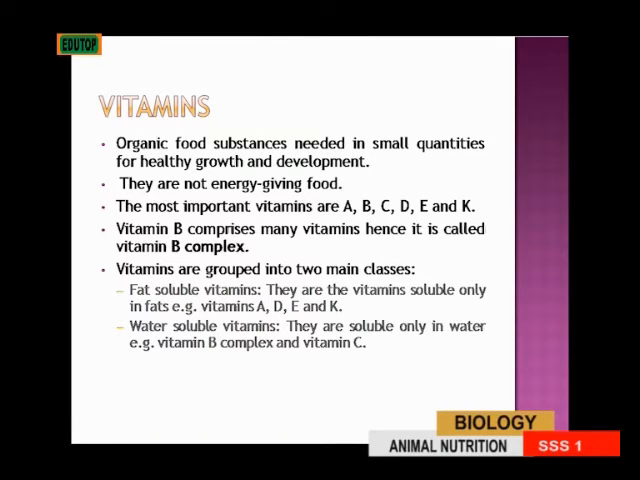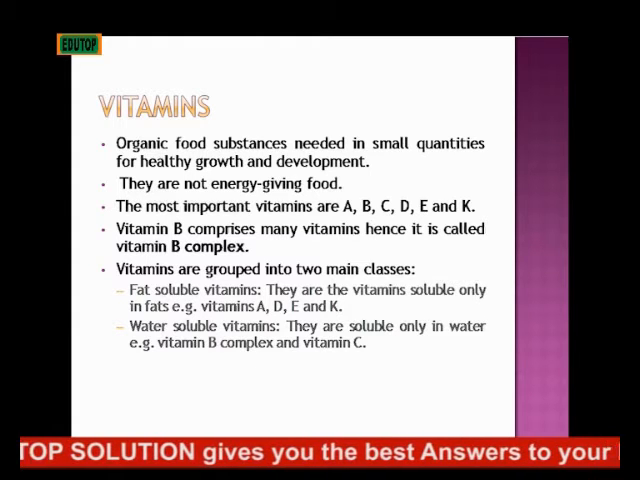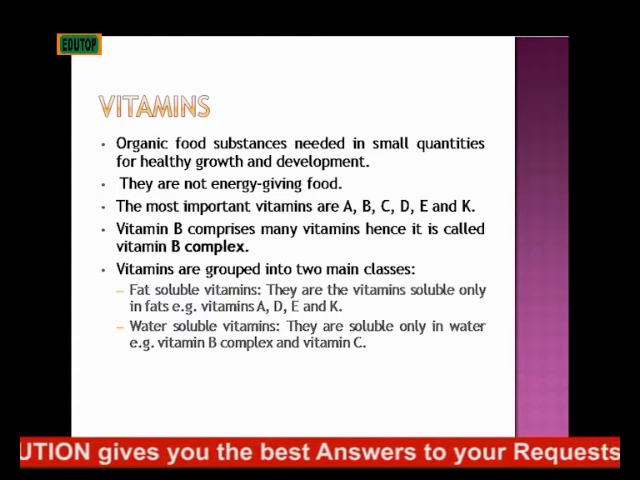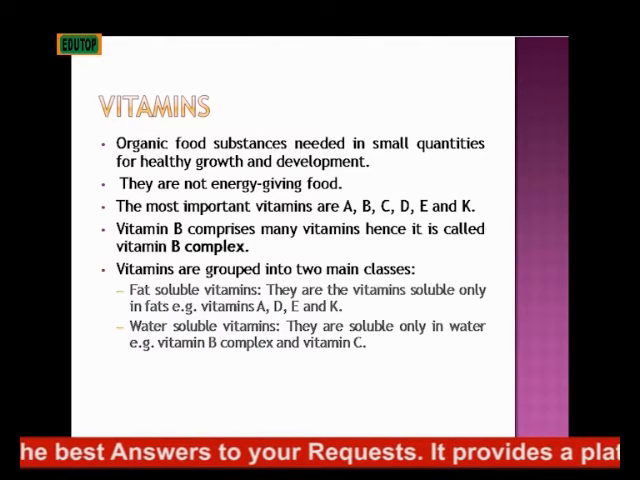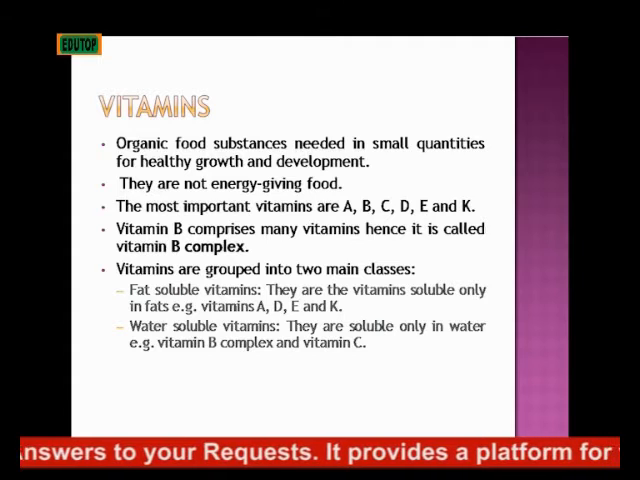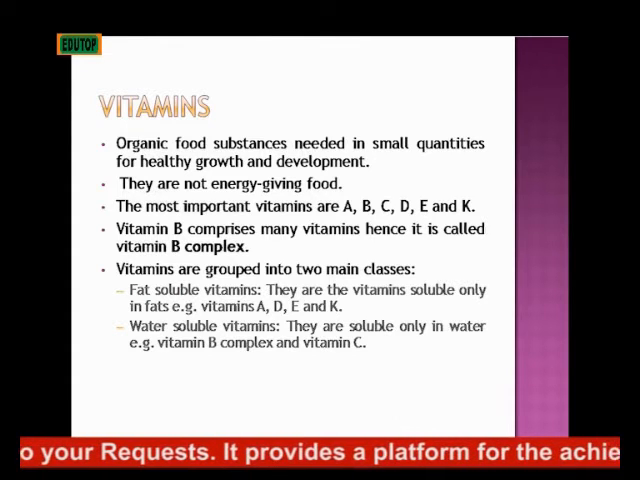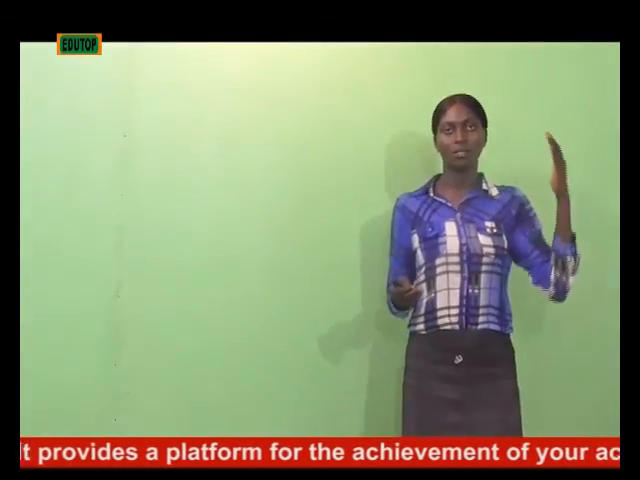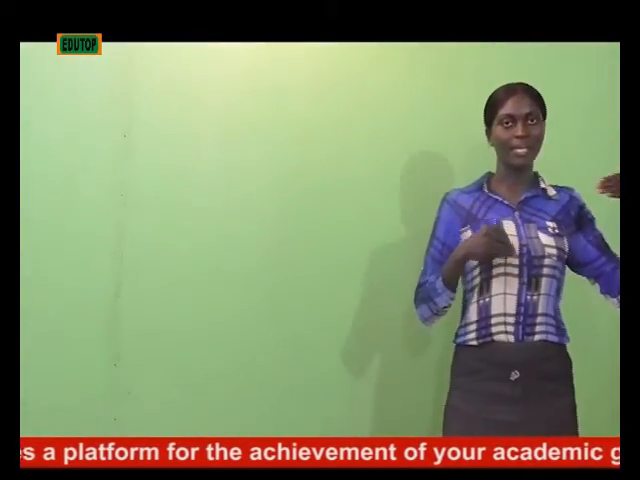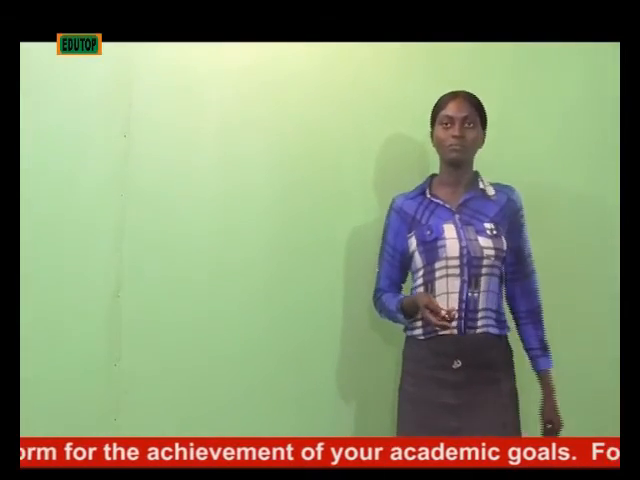Then water-soluble vitamins are the vitamins that are only soluble in water, and we have them as vitamin B complex and vitamin C. So you can easily differentiate them. Water soluble: vitamin B complex and C, while the fat soluble are vitamins A, D, E, K.